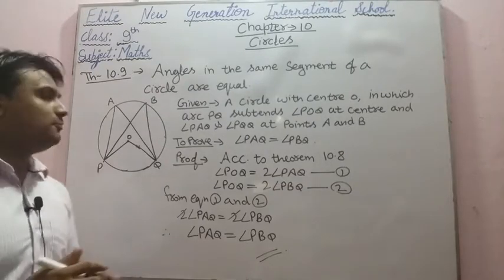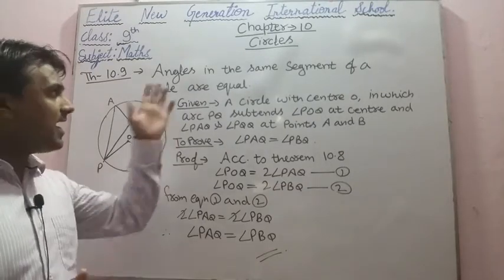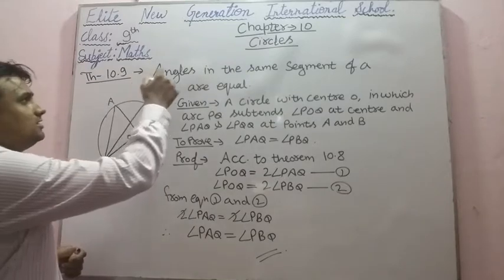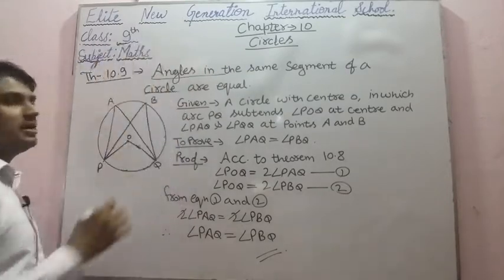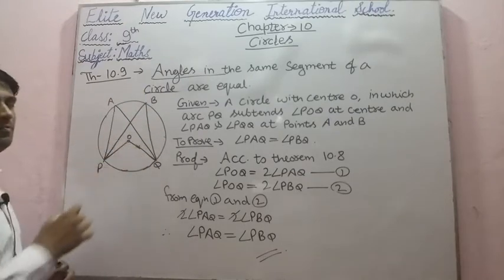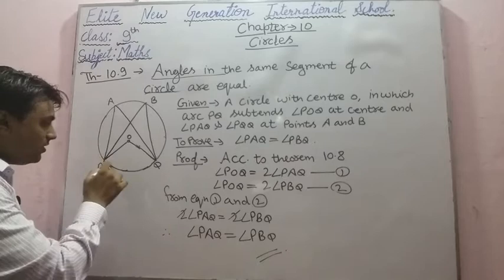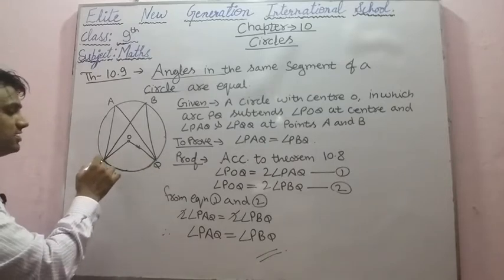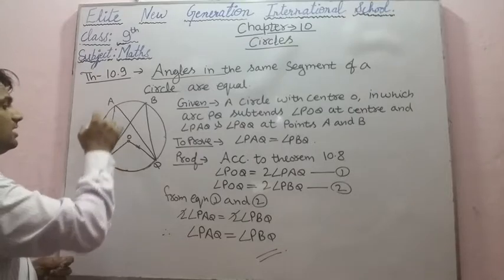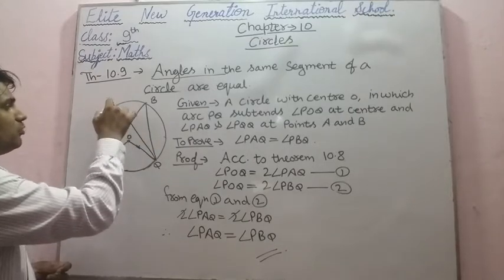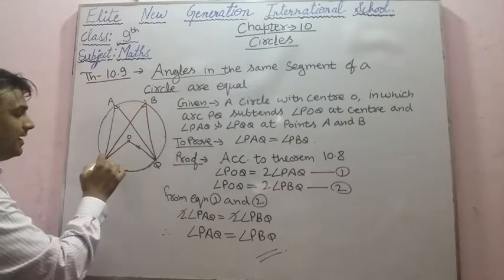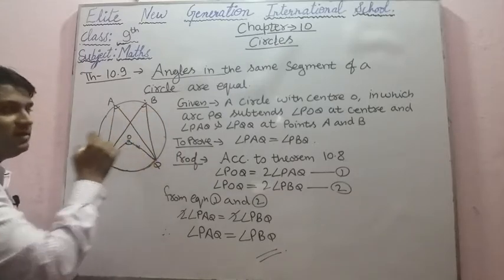So in theorem 10.9, we have to prove that angles in the same segment of a circle are equal. That means here we are given a circle with center O, and in this PQ is an arc, or we can say PQ is a segment, and this segment subtends angle PAQ at point A and angle PBQ at point B and angle POQ at the center.